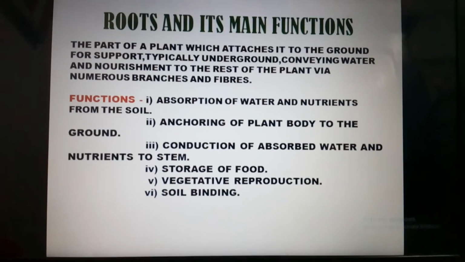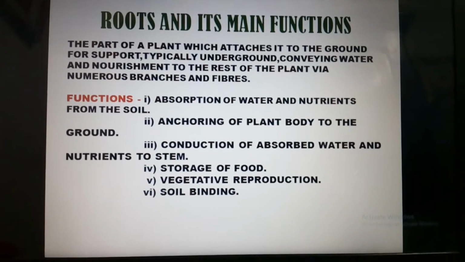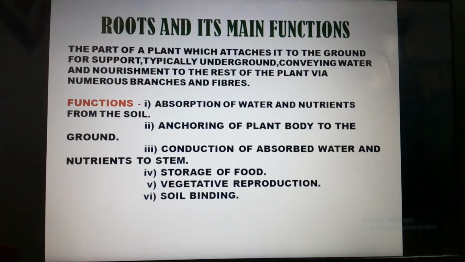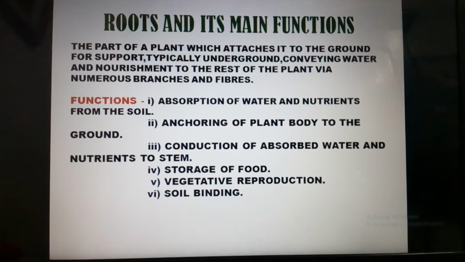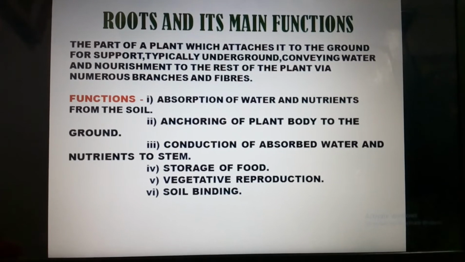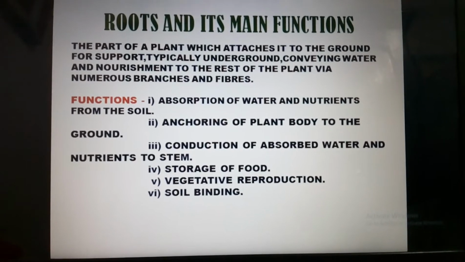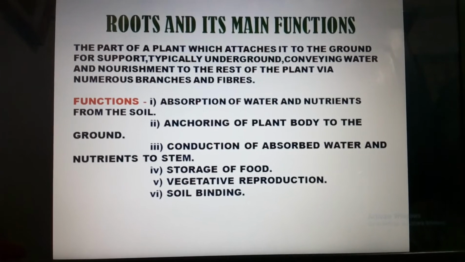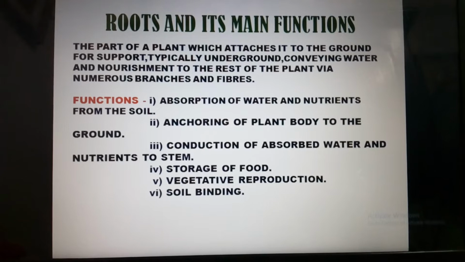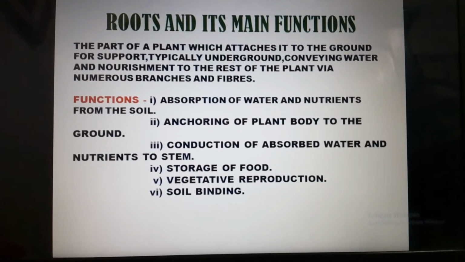Students, in today's class we will discuss the roots. Now before going into the detailed function of the roots, we should know what a root is. It is the part of the plant which attaches it to the ground for support, typically underground, conveying water and nourishment to the rest of the plant via numerous branches and fibers. Basically, in one word, it is the underground part through which the plant attaches with the soil.